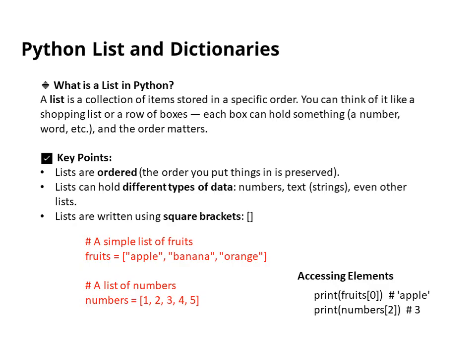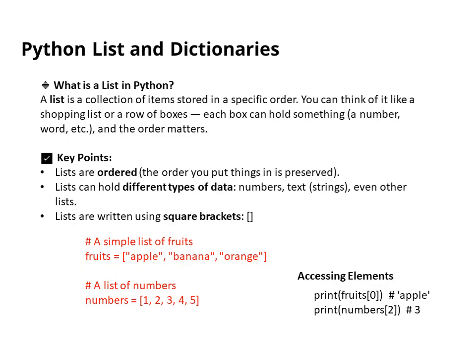So list is simply defined as a collection of items stored in a specific order. Lists are ordered, that is, they are in ascending order, or they are in the order in which you save or preserve your records. List can hold different types of data. It can hold numbers, it can hold strings, it can hold multiple lists in between. And lists are written using square brackets.